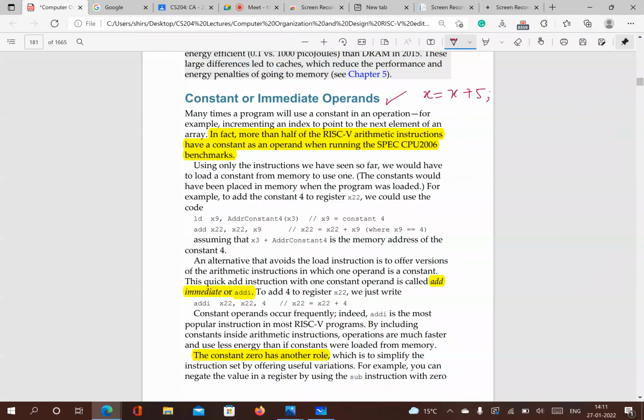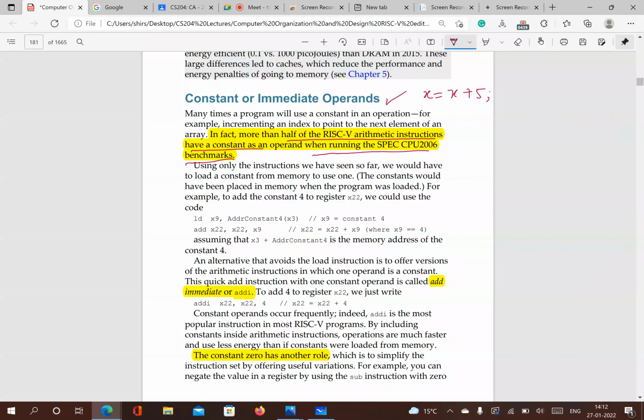If you read the highlighted line here, it is written that when running the SPEC CPU 2006 benchmarks, you will find that more than half of the arithmetic instructions have a constant operand. The term SPEC CPU benchmark I will explain later, and at this moment, when you read the book, you can ignore it. But the meaning of this line is, when you convert a modern-day application into assembly language code, almost half of the instructions have a constant like this. So one variable and one constant.